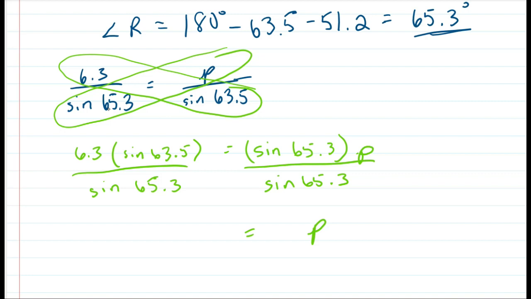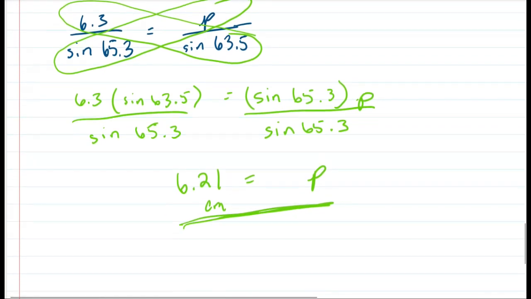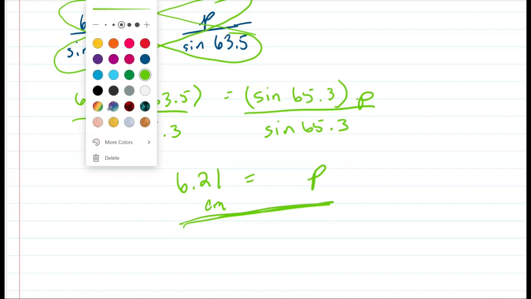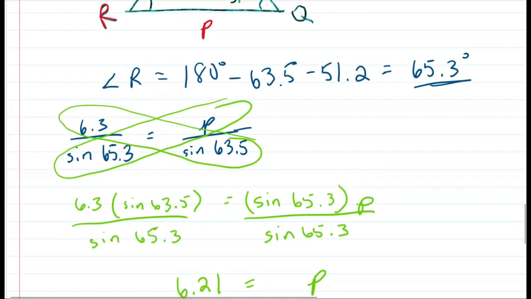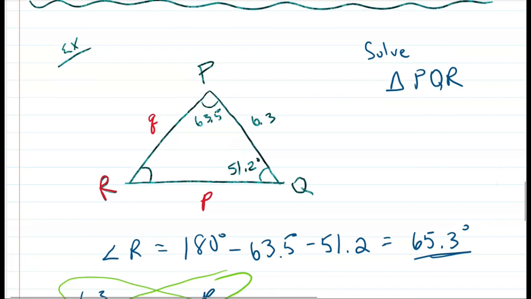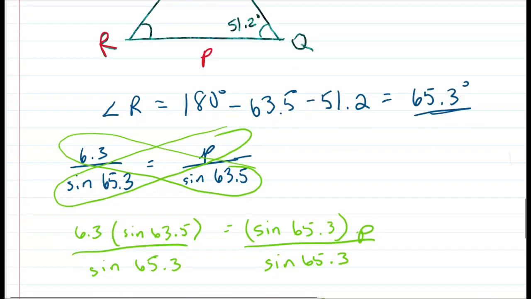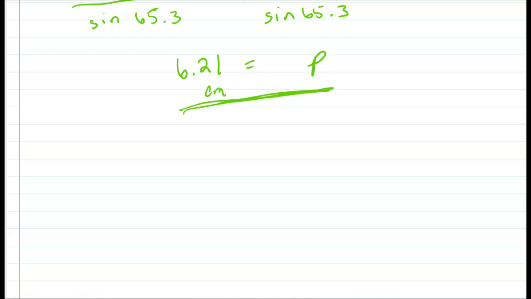Crunching that in the calculator, it should come up to about 6.21 is what I get. 6.21, and always include the units, which is centimeters. Then we can go even further. Now we have side P and angle R, and we should go ahead and find side Q.